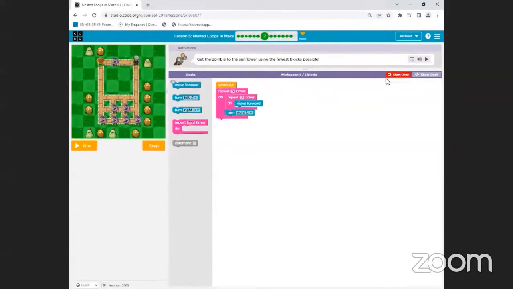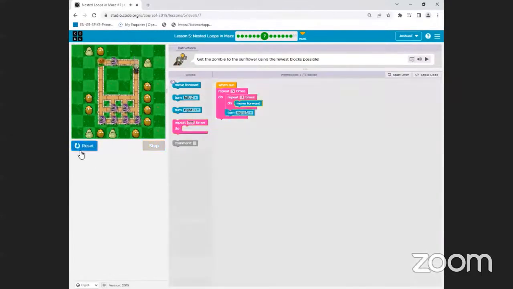Get the zombie to the sunflower using the fewest blocks possible. So I'll need to go the long way round here. So 1, 2, 3, 1, 2, 3. So if I do this and put this inside, I'll have to move that 3 times and that 3 times. And it should then be turn left. Wait, actually, no, it's turn right. Brains.